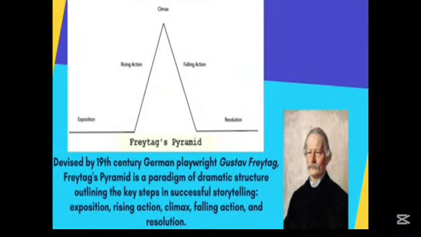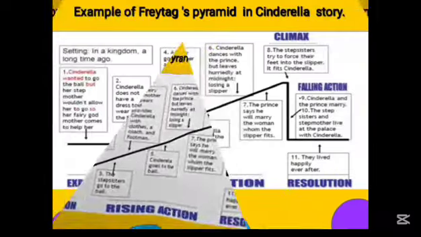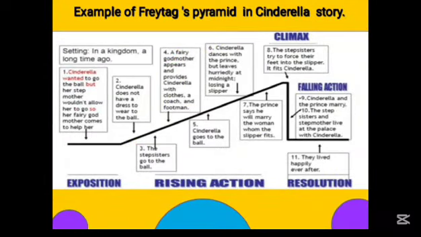Devised by 19th century German playwright Gustav Freytag, Freytag's pyramid is a paradigm of dramatic structure, outlining the key steps in successful storytelling: exposition, rising action, climax, falling action, and resolution. This is an example of Freytag's pyramid in Cinderella's story.